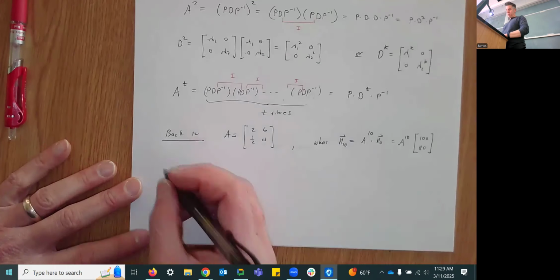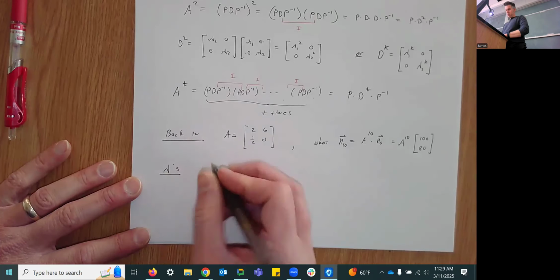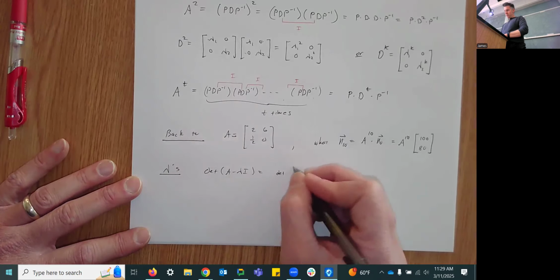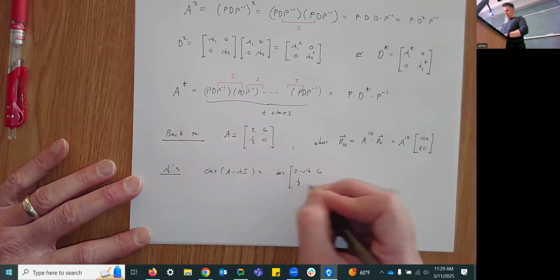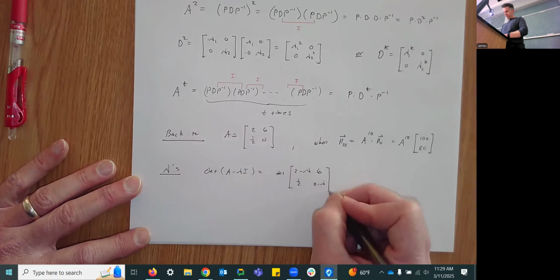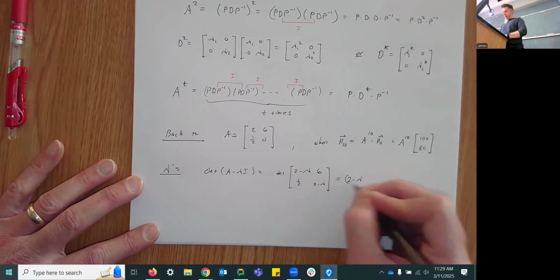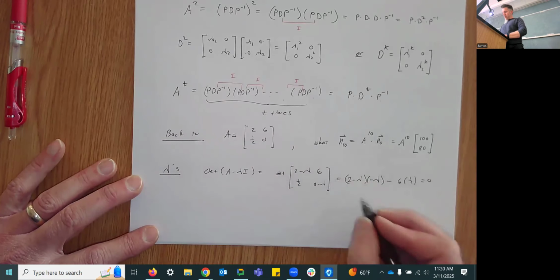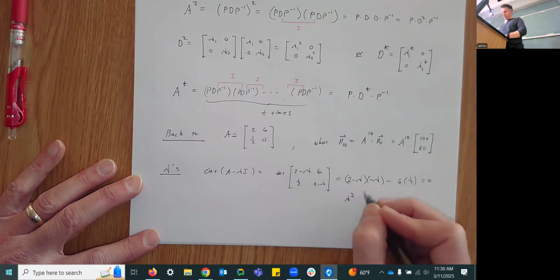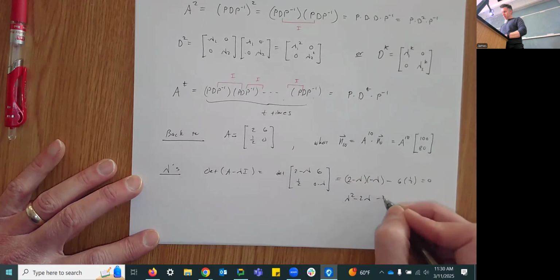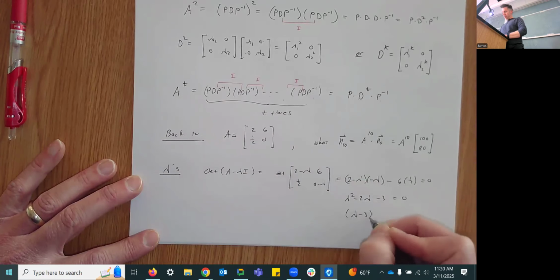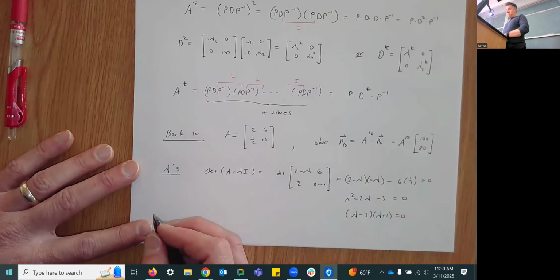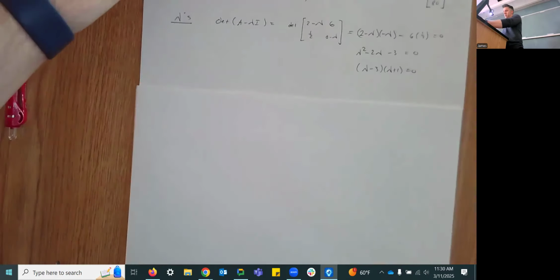So let's find the eigenvalues. Determinant of A minus lambda I is equal to determinant of 2 minus lambda, 6, 1/2, 0 minus lambda. That's going to be 2 minus lambda times negative lambda, minus 6 times 1/2. Set that equal to 0, and we get negative lambda times negative lambda is lambda squared, minus 2 lambda, minus 3 equal to 0. Factor, you get lambda minus 3 times lambda plus 1. So eigenvalues are 3 and negative 1.